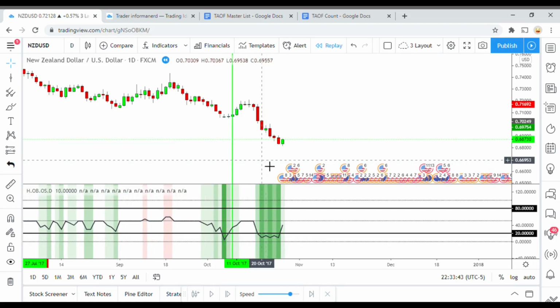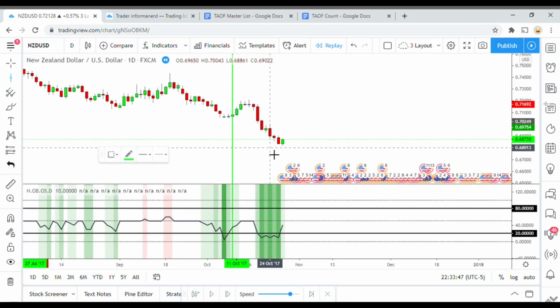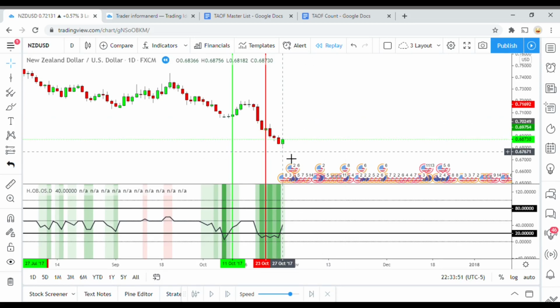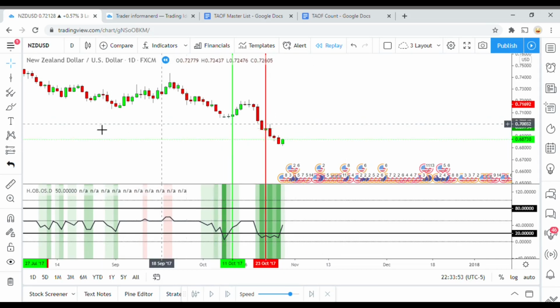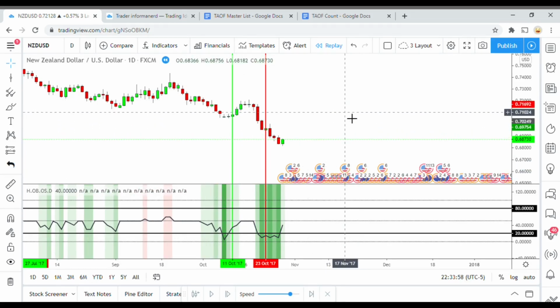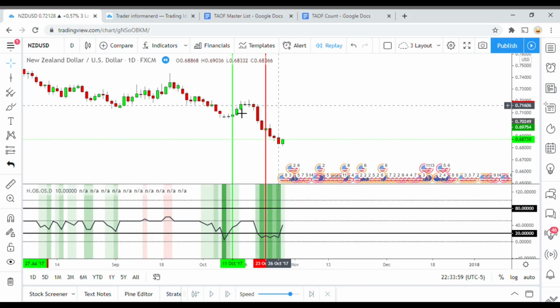Let's see. Right here, we would have been, and again, I'm just making up these conditions as I go. I haven't played around with this indicator a whole lot. It just seemed like the most rational way of doing this.